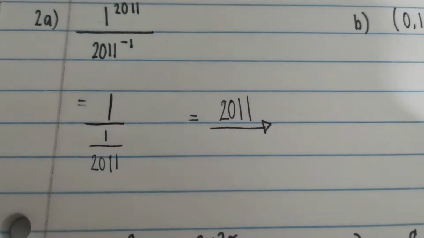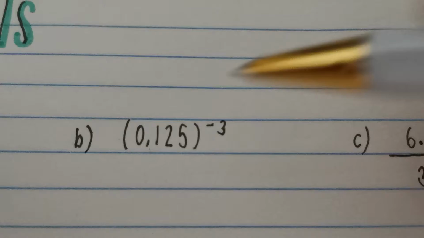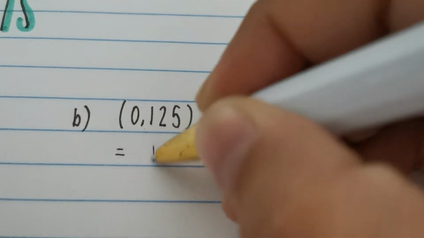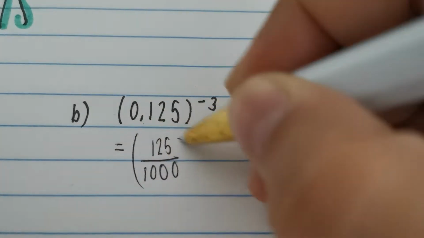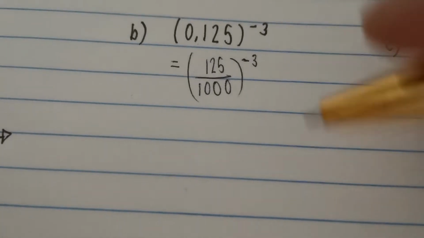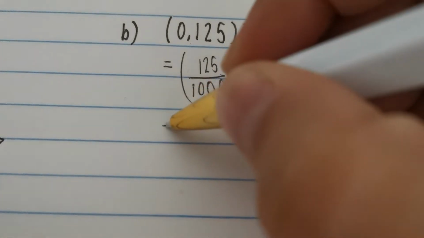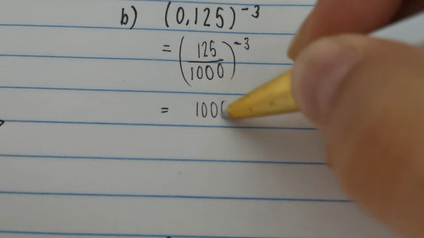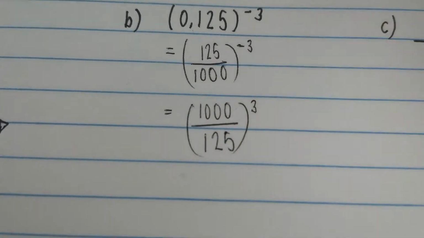That's my final answer. Second question, remember it says without the use of a calculator. I'm going to change this decimal to 125 over 1,000 to the power of -3. I told you guys in the previous video, if you have a fraction and it's to the power of something negative, you can flip it around, giving me 1,000 over 125 to the power of 3.